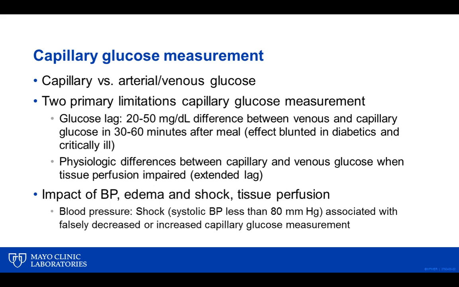So when the patient's in shock, has low blood pressure, the difference between capillary and venous glucose can be magnified, and we can actually have a very low venous glucose, less than 40 mg per deciliter, considered an emergency to treat, with a normal capillary glucose, just because the perfusion of the patient is slow. Therefore, that physiologic lag between venous and capillary gets magnified or extended. So limitations being physiologic lag related to interstitial fluid glucose, magnified in patients who are shocked, have low blood pressure, or have tissue edema.